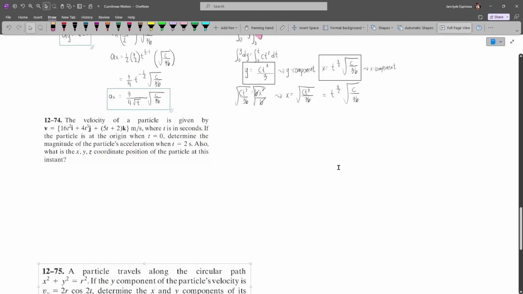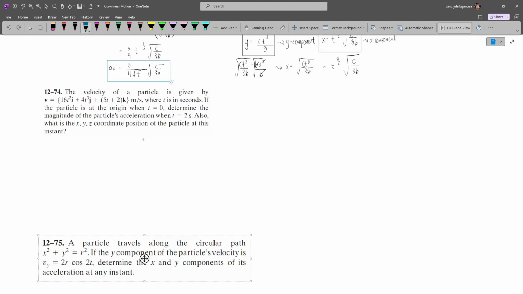Since we have already solved a lot of examples, let's just fast track this. Now we have the velocity equation, and then we have the boundary condition wherein the particle is at the origin when time equals 0. So we can just integrate directly. And then now we are to determine the magnitude of the particle's acceleration when time is equal to 2. Now since we have the velocity equation, we need to differentiate this.